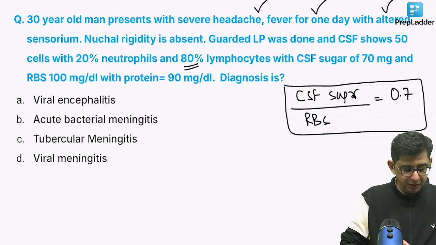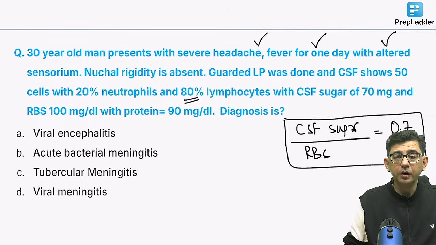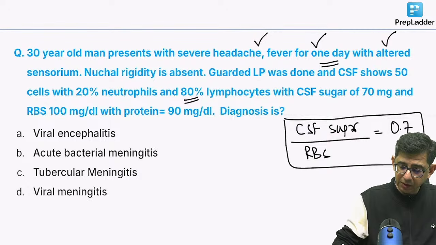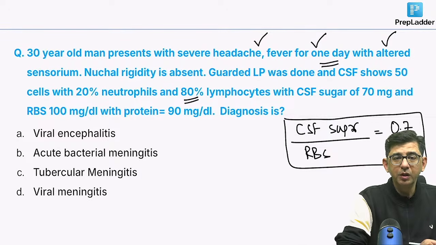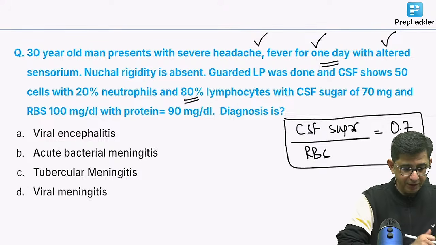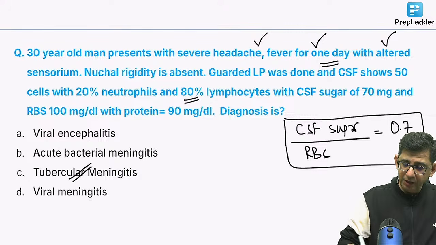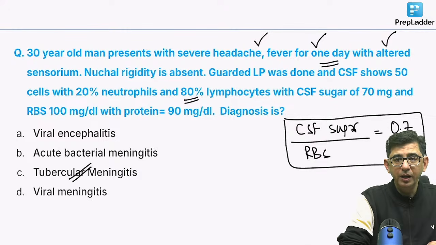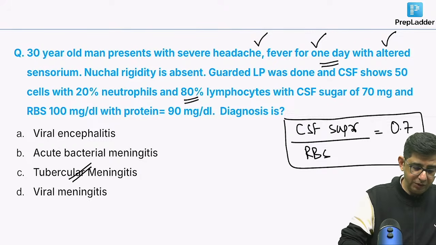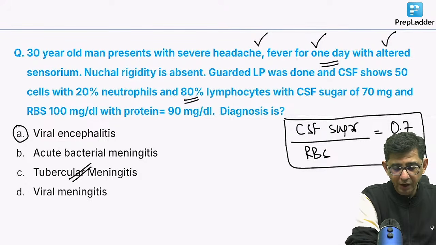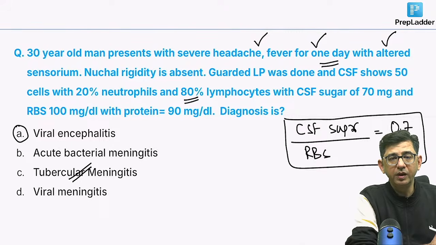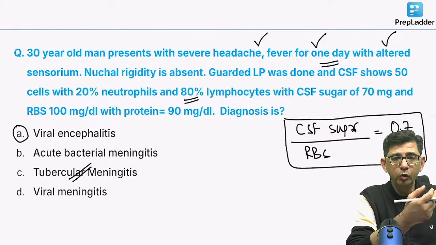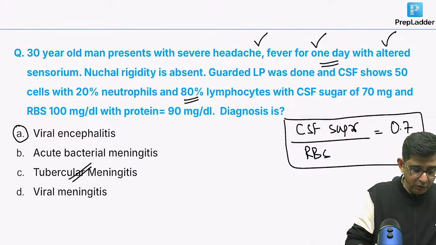Yes. Right. How can it be TB on a one day history? You don't call it TB on a one day history. Guys, this is not tubercular meningitis. The CSF sugar is normal, and there is a 1 day history with altered sensorium in a patient, and there is no nuchal rigidity. Very good, guys. The answer to this question is option number A. That is viral encephalitis in this case, because the first thing is that there is no nuchal rigidity in the patient. So yeah, this is viral encephalitis, guys.